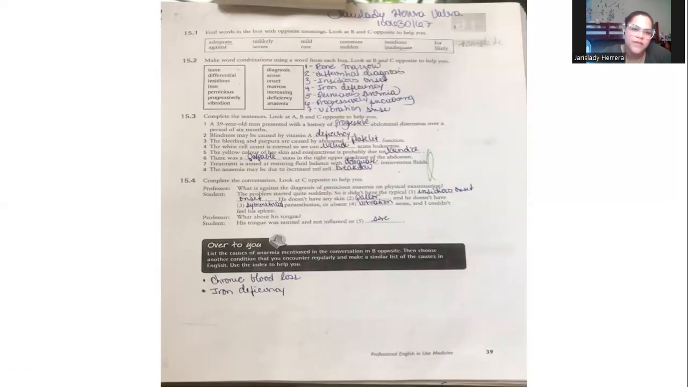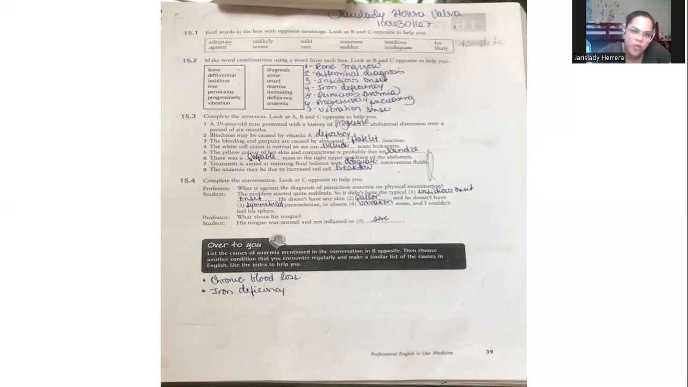Unit 15. Find words in the box with the opposite meaning. Adequate, inadequate. Against, for. Insidious, sudden. Likely, unlikely. Severe, mild. Rare, common.